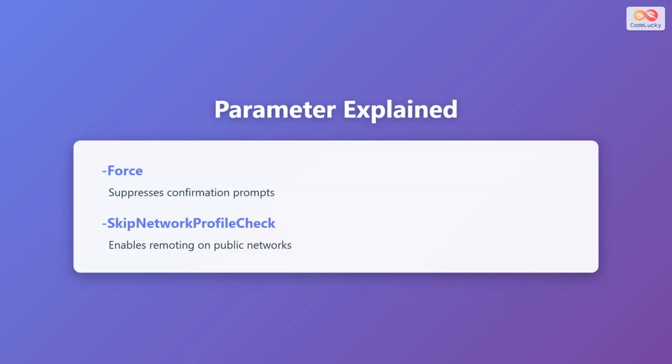The -Force parameter suppresses all confirmation prompts, allowing the command to run without any user interaction. This is useful when you're automating the setup process or configuring multiple computers. The -SkipNetworkProfileCheck parameter is important when you're on a public network. By default, PowerShell Remoting won't enable itself on public networks for security reasons. This parameter overrides that safety check. Use it carefully and only when you're certain about your network security.